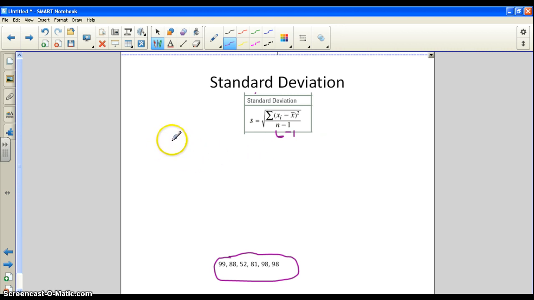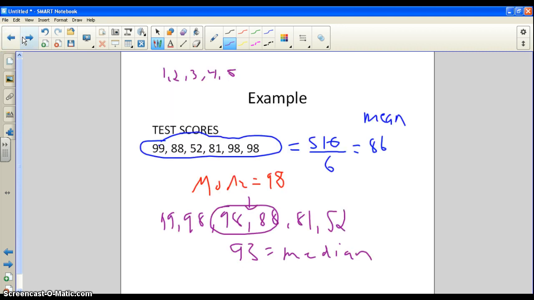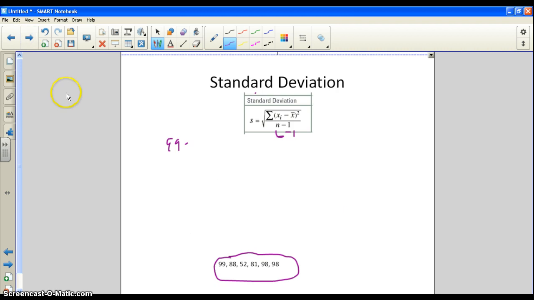So the first number that we have is 99. And we're going to subtract the mean, which if we go back, I believe was 86. And then we're going to square it. So 99 minus 86 squared is 169. Okay, we'll do our next data set.